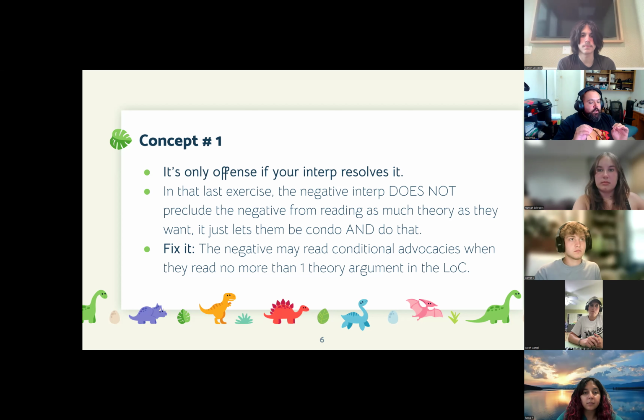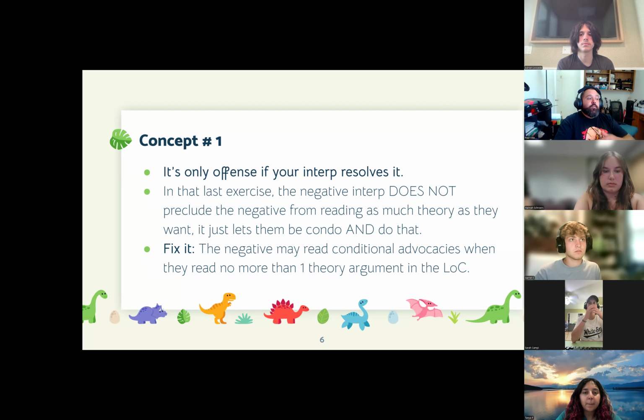I really want you in your debate rounds this year, if nothing else, and the reason this is slide 2 or whatever, is to question whether the interpretation and counter interpretation that has been provided actually resolves the offense the other team is going for. Because in almost every instance I have ever seen, that's not the case.